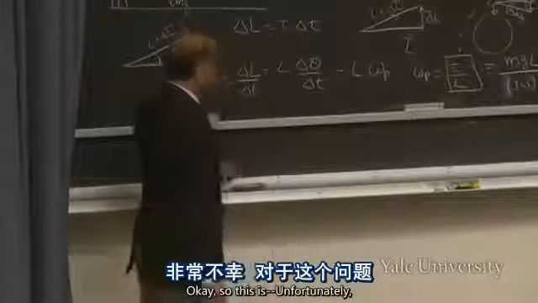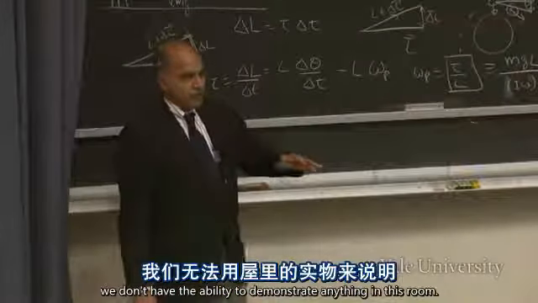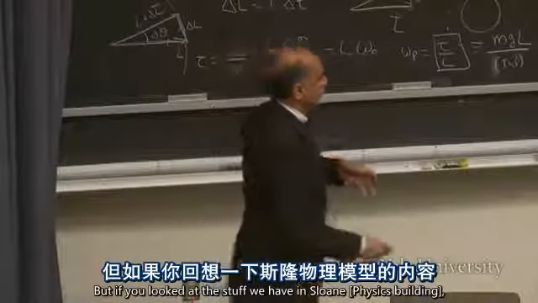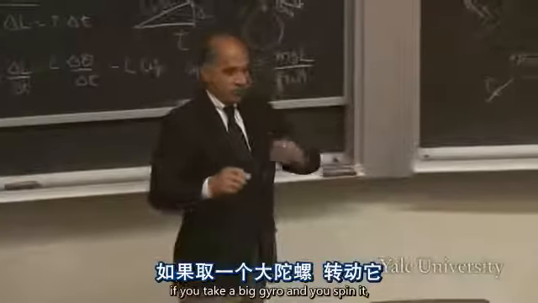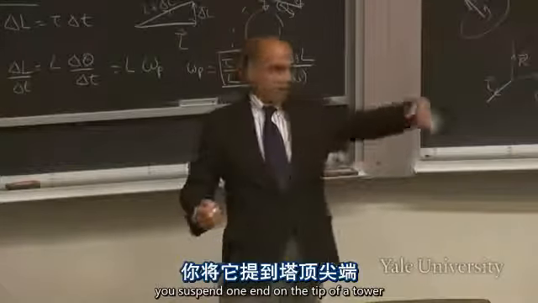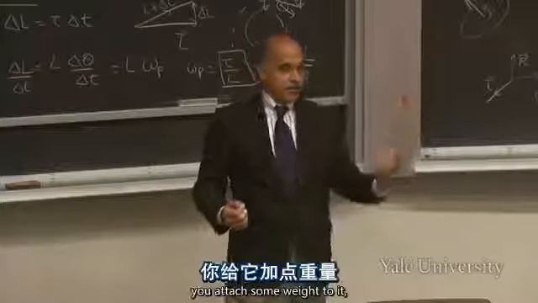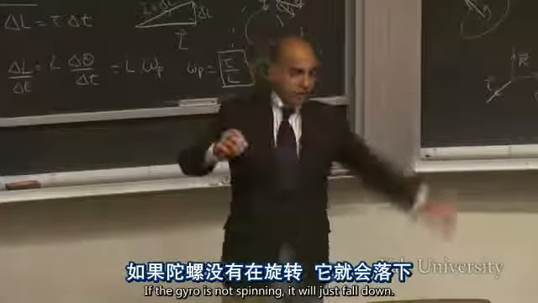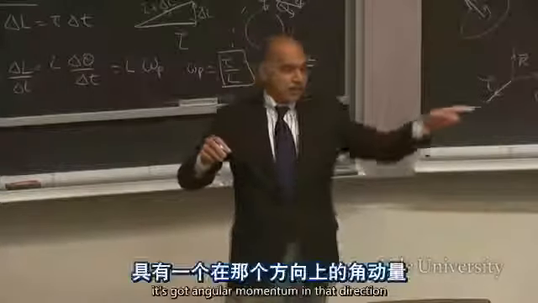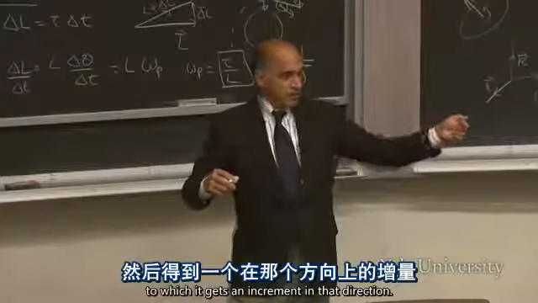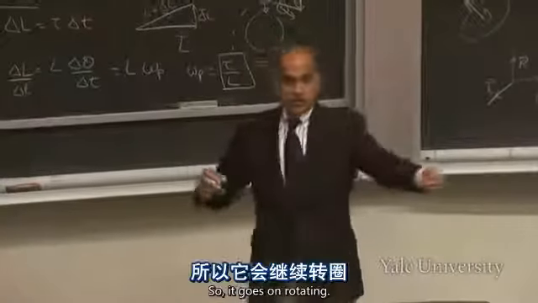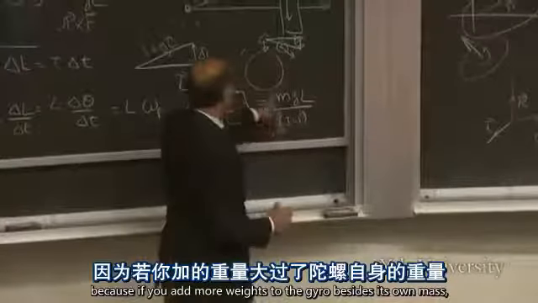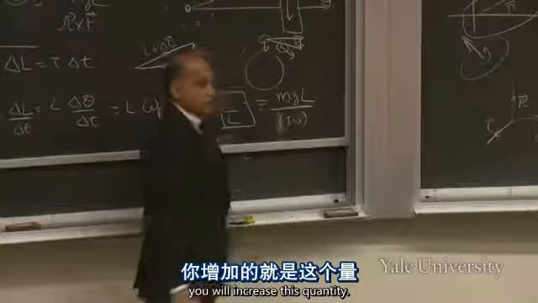Okay, so unfortunately, we don't have the ability to demonstrate anything in this room. But if you looked at the stuff we have in Sloan, if you take a big gyro and you spin it, you suspend one end on the tip of a tower and it's spinning like this, you attach some weight to it, you will find it starts going around. If the gyro is not spinning, it will just fall down. If it's spinning, it's got an angular momentum in that direction, to which it gets an increment in that direction, so it goes on rotating. And if you add more weights to the gyro, it will rotate faster, because if you add more weights to the gyro besides its own mass, you will increase this quantity.